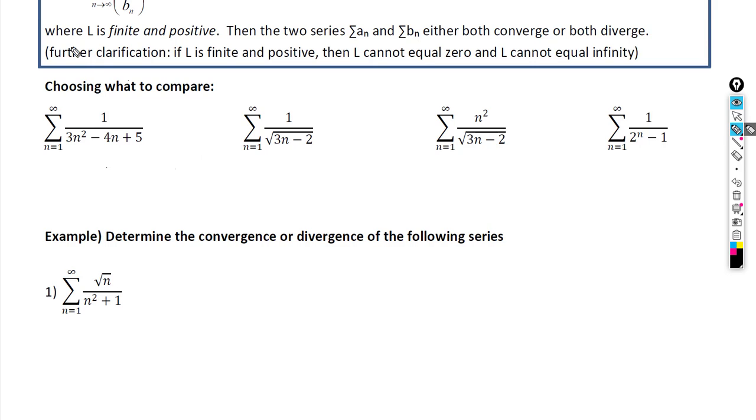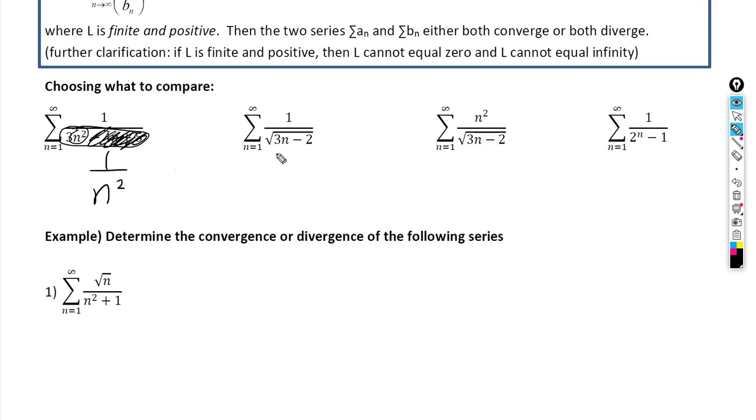So all we're doing here is just finding a thing to compare. We're looking at the bottom, 3n squared minus 4n plus 5. If I look at the bottom, because of the 1 on top, we don't really care about that. What's actually growing or decaying? Well, it's really this n squared term. So I can compare this to just 1 over n squared, because that's really the thing that is growing. Everything else here is going to be arbitrary.